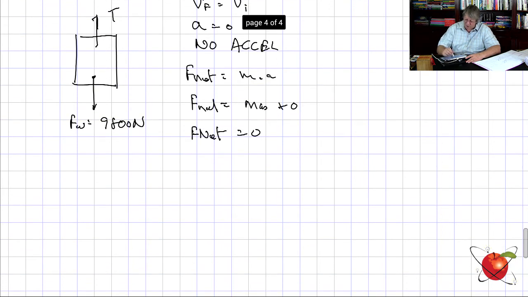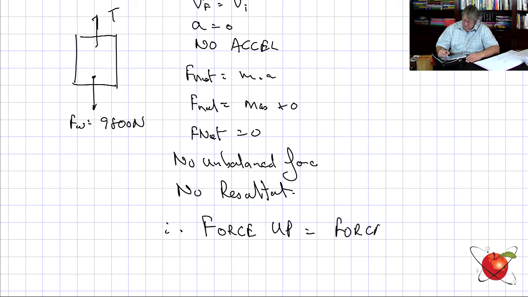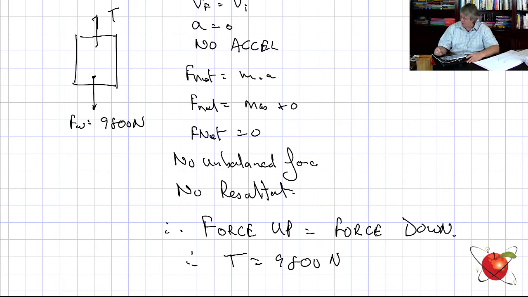I know this is long-winded, but can you see the logic here? If F net is 0, it means no unbalanced force, and it means no resultant. Therefore, force up must equal force down. Therefore, T must equal 9,800 newtons. And that is it.